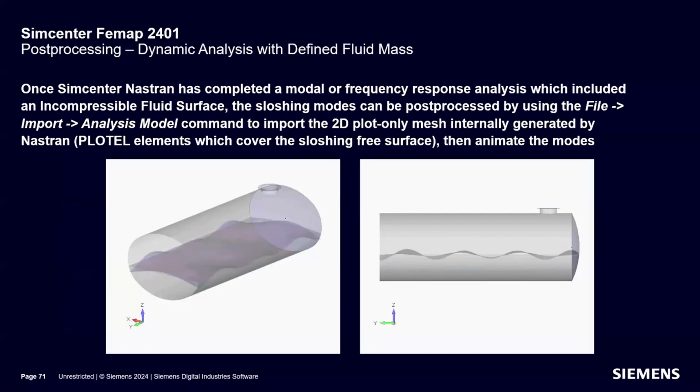Post-processing, again, pretty much the only thing we did for post-processing was we added the ability to read in plot elements from a Nastran file. We just have support for that now in general. And again, we did that specifically for the sloshing modes so we could visualize them.